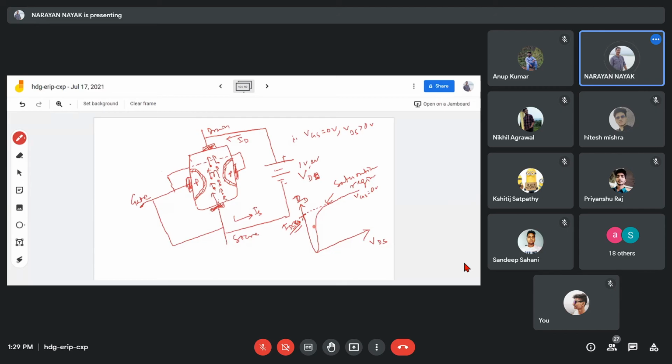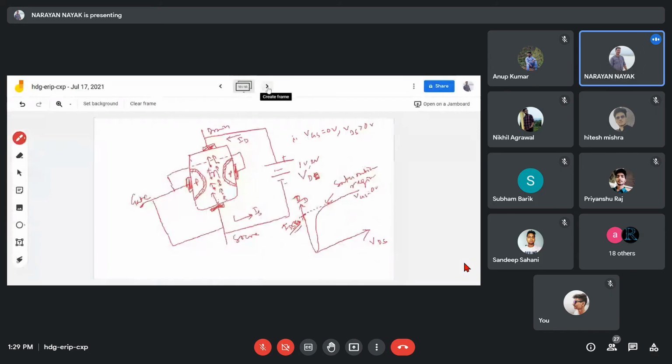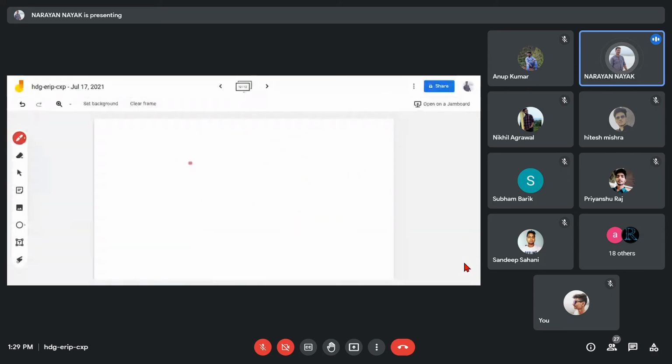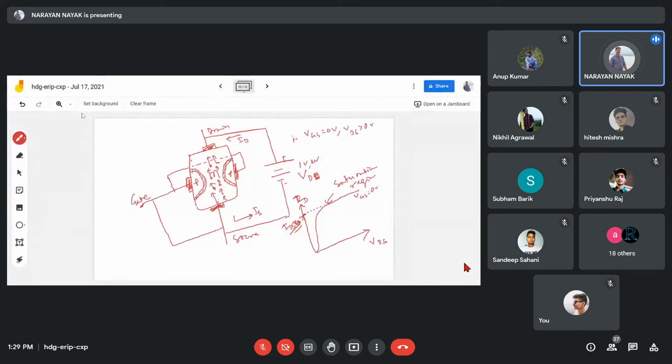Now, what is the second condition? This is the first condition: VGS equals 0 volt, VDS is greater than 0 volt. You have to keep VGS at 0 volt, but you have to increase the drain source voltage. Now what will happen? You just see here. If you increase the drain source voltage, I'm talking about this figure also. I'll use a different color, then you can understand.